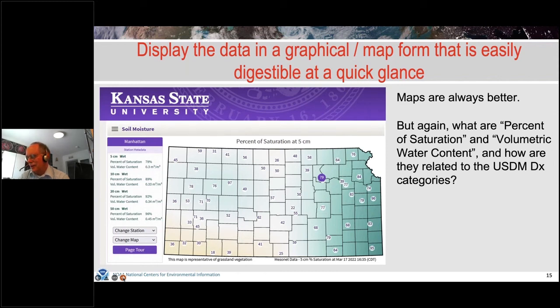All right, maps are always better. But again, what are percent of saturation and volumetric water content, and how are they related to USDM D-X categories? So we emphasize maps and emphasize units. Notice these are, again, point values in this particular example, the Kansas Mesonet. Good information. I see there's a little bit of shading there, which is helpful. Next slide.